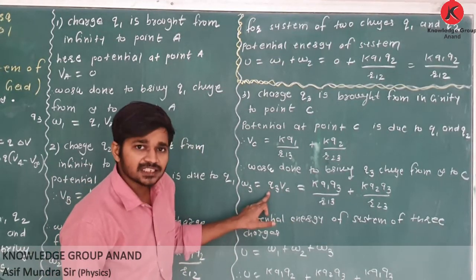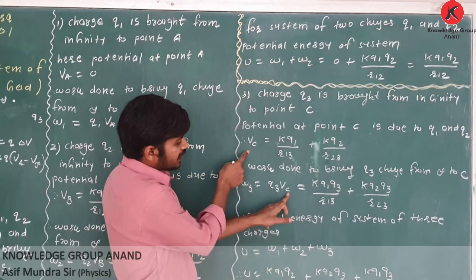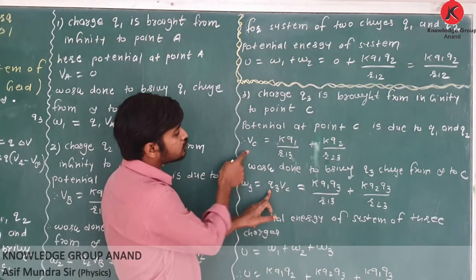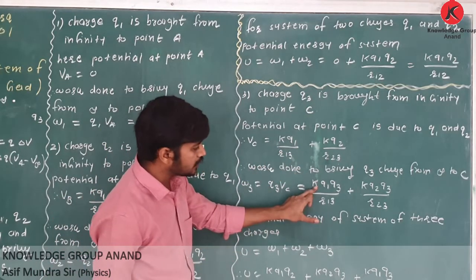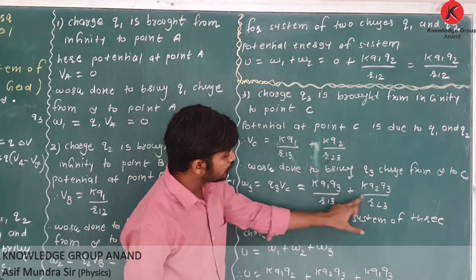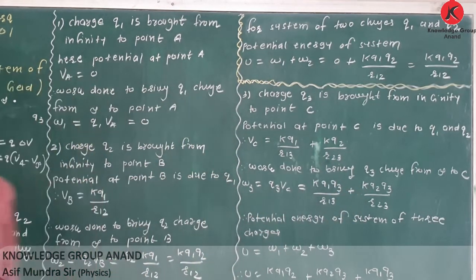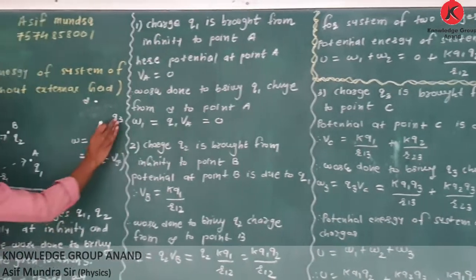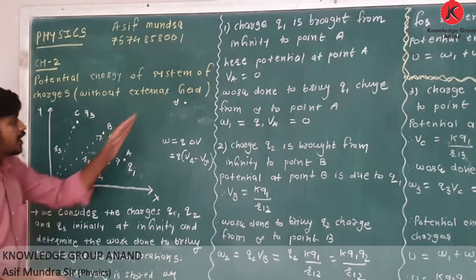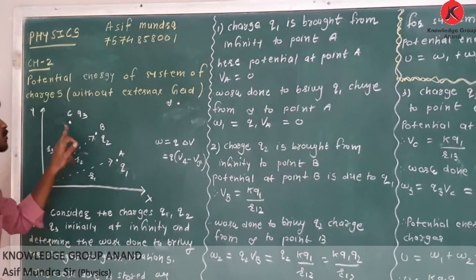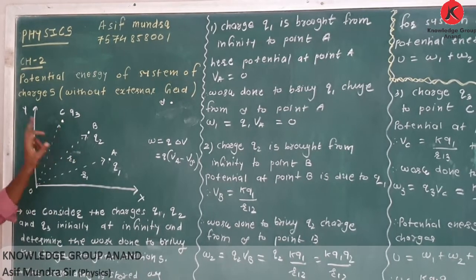Bring Q3 charge from infinity to point C. Okay, VC, here it is. You have to multiply Q3 to each term. So KQ1Q3 upon R13 plus KQ2Q3 upon R23. Okay, so one by one, we brought Q1, Q2 and Q3 charges from infinity to point A, point B and point C respectively. W1 work, W2 work and W3 work.